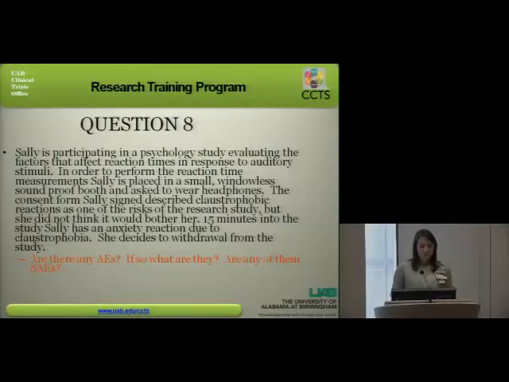Our next example, Sally is participating in a psychology study evaluating the factors that affect reaction time in response to auditory stimuli. In order to perform the reaction time measurements, Sally is placed in a small, windowless, soundproof booth and asked to wear headphones. The consent form Sally signed described claustrophobic reactions as one of the risks to the research study. But she did not think it would be a problem for her. 15 minutes into the study, Sally has an anxiety reaction due to claustrophobia. She decides to withdraw from the study.